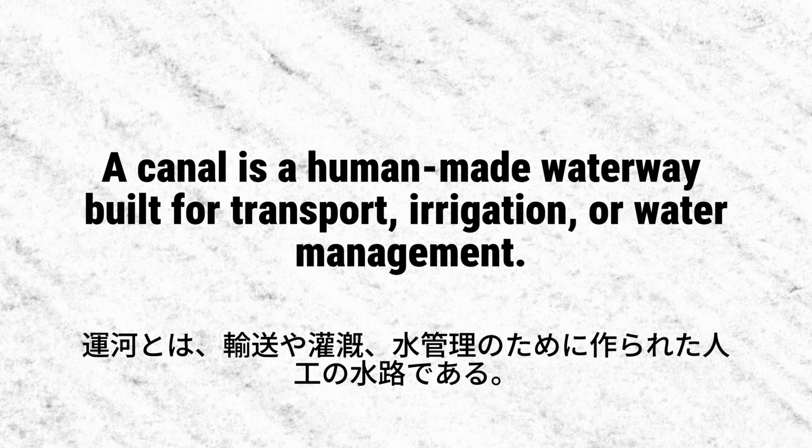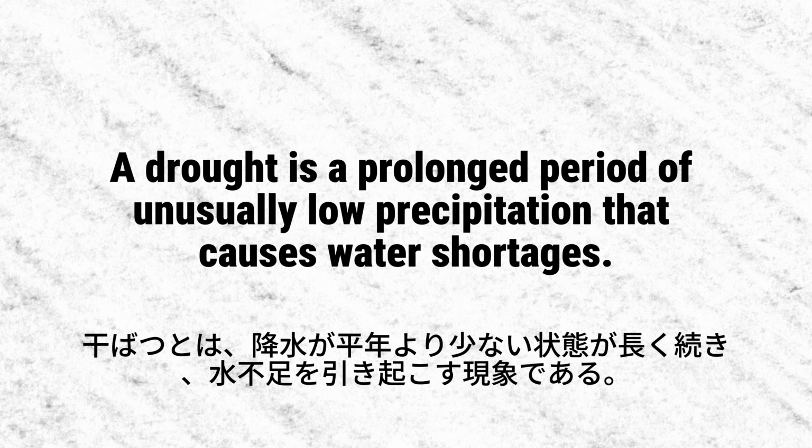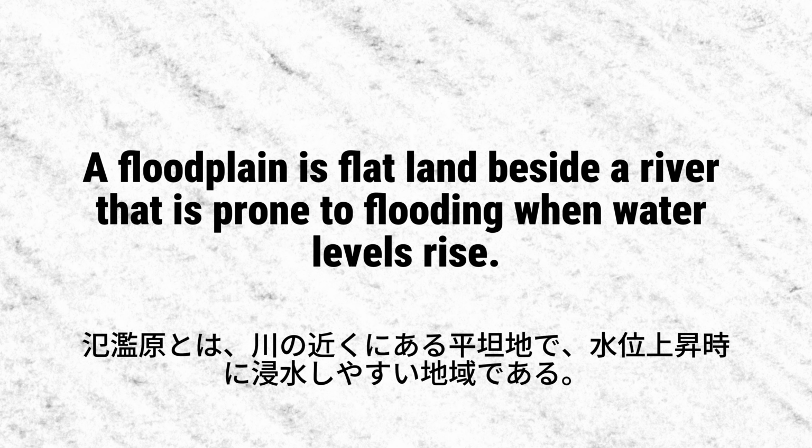A canal is a human-made waterway built for transport, irrigation, or water management. A reservoir is an artificial or natural lake used to store water for supply and control. A drought is a prolonged period of unusually low precipitation that causes water shortages. A floodplain is flat land beside a river that is prone to flooding when water levels rise.